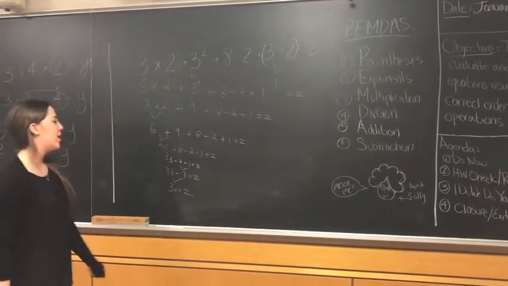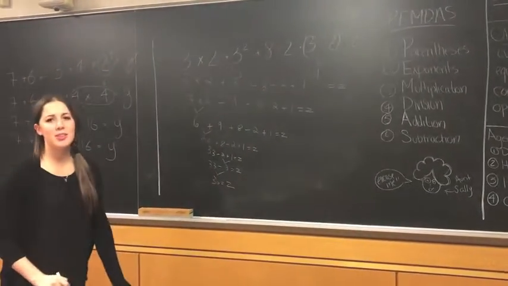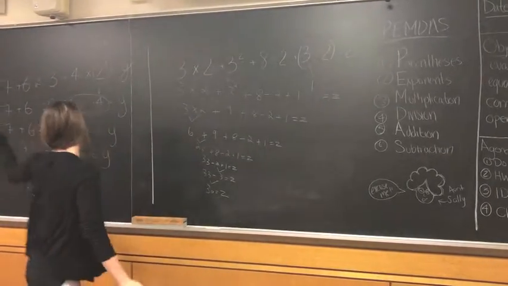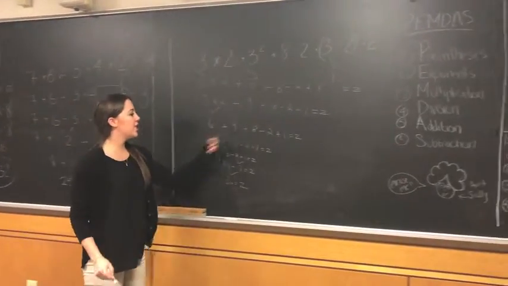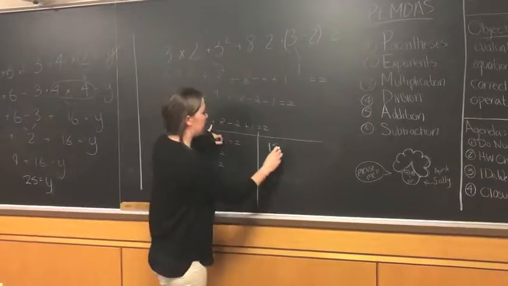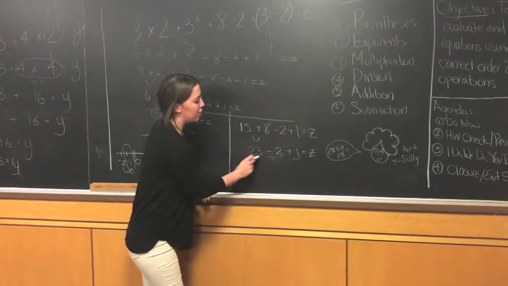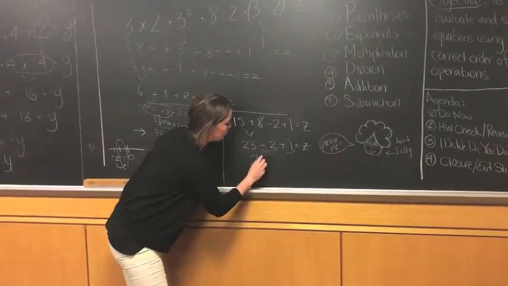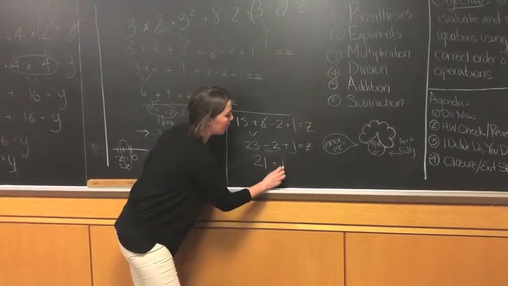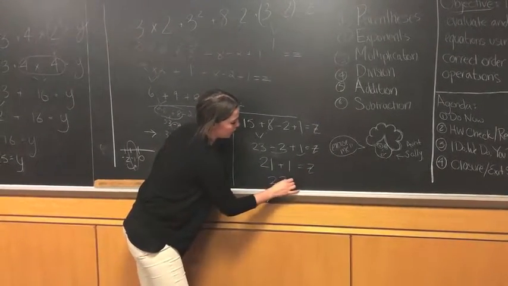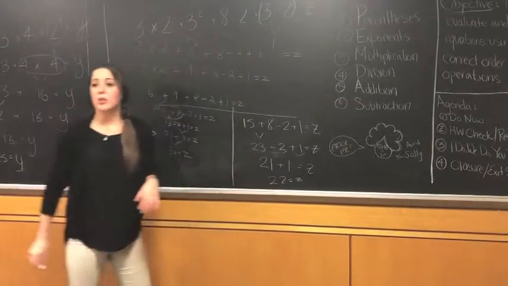Thank you so much, Ben. We just have a few little things we want to just fix. So this is just a silly mistake. That's why we make sure we check our work. But 6 plus 9 isn't 25. What is it, class? Yeah, it's 15. So if we have 23 minus 2, what are we left with? Yeah, class, 21. And then we add our 1. And that leaves us with an answer of 22 equals z.